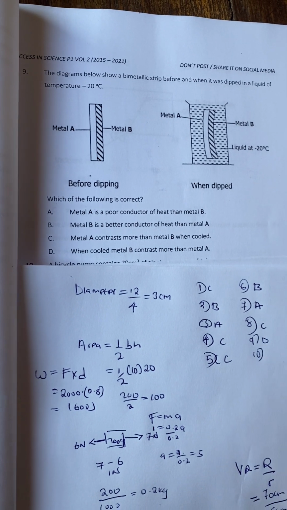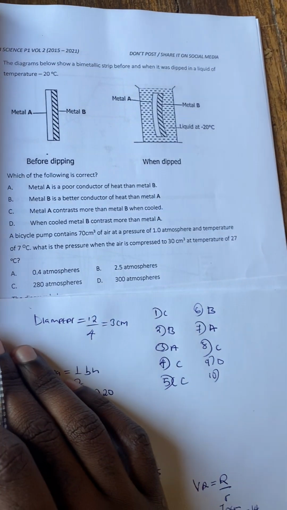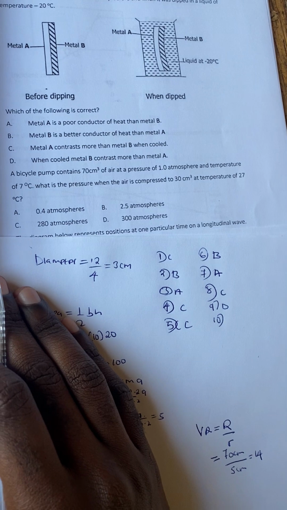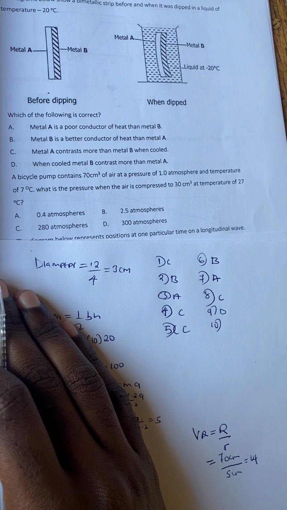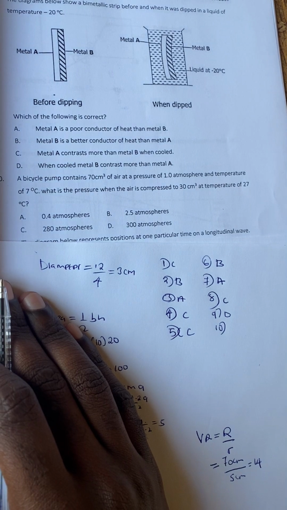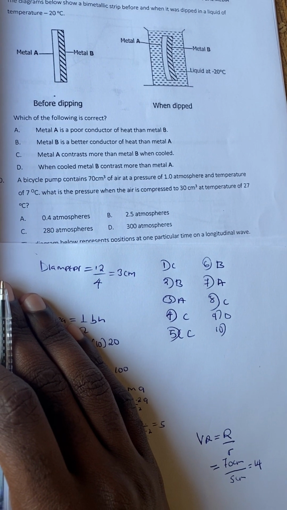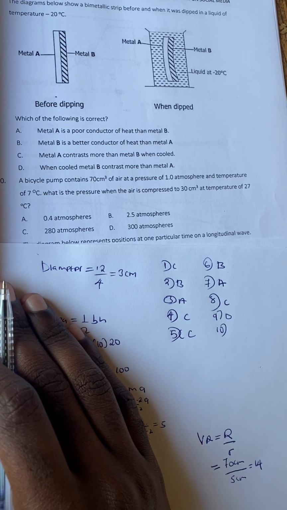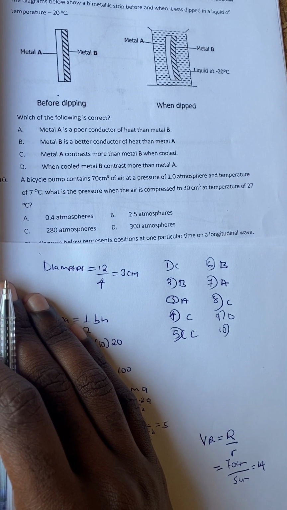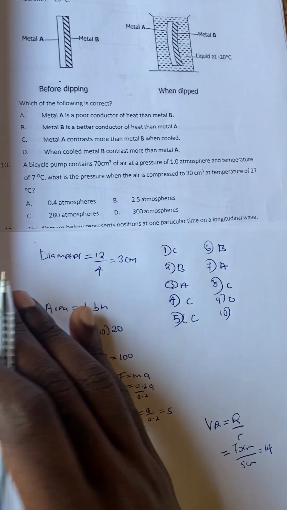Then question 10. A bicycle pump contains 70 centimeter cubed of air at a pressure of 1 atmosphere and temperature of 7 degrees Celsius. What is the pressure when the air is compressed to 30 centimeter cubed at a temperature of 27 degrees Celsius?